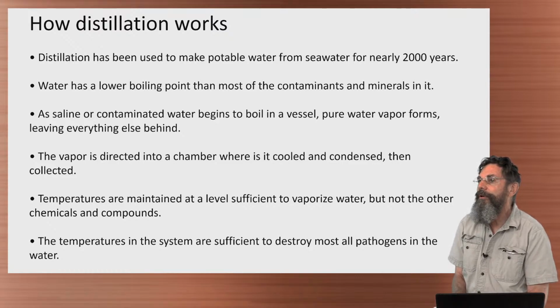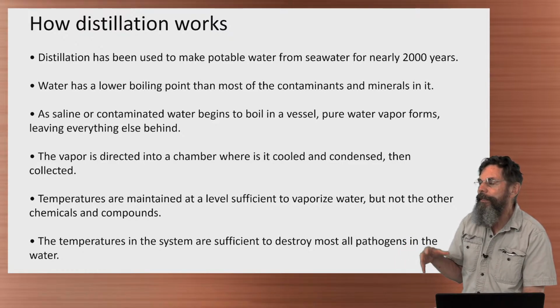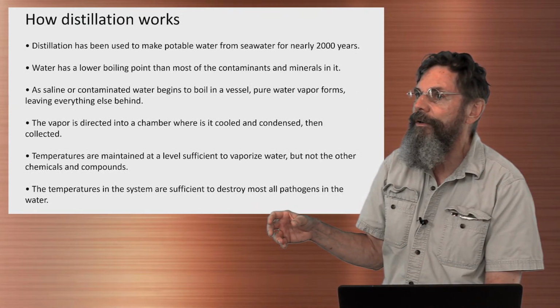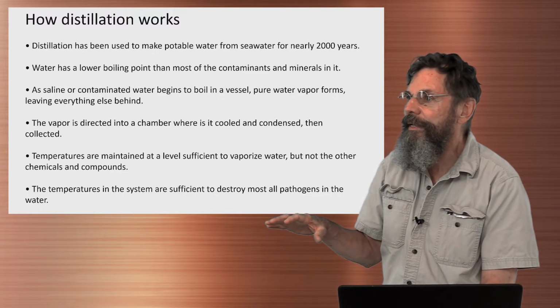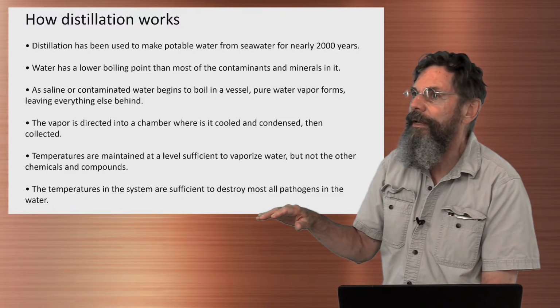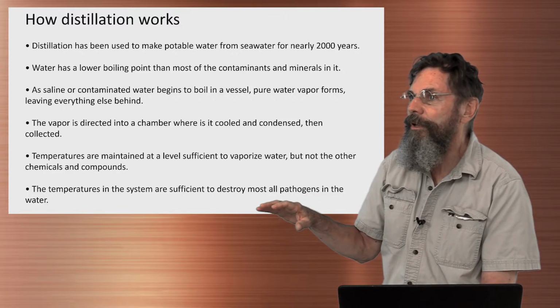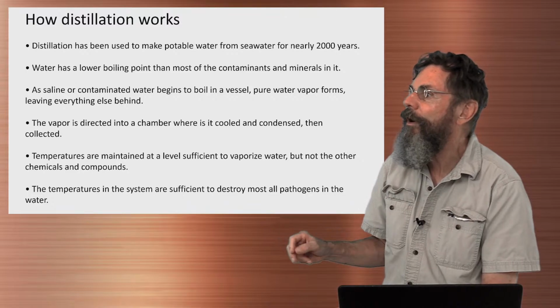The temperatures are maintained at a level enough to vaporize the water. You do not want to over boil the water. There are points at which too much heat can be applied, and you're speeding up the process, and you could be driving off things that are not good for the system. So maintaining a very even keel at as low a temperature as you can get will not only save energy, but it also produces a purer water product because you're not driving other stuff off.